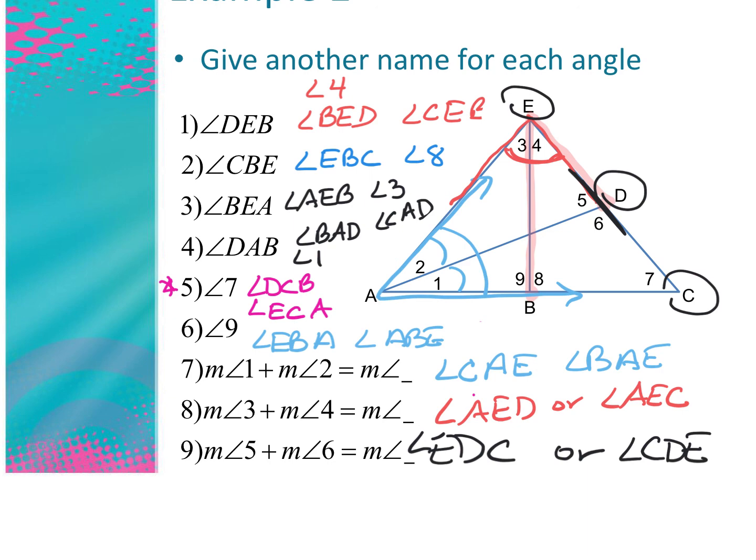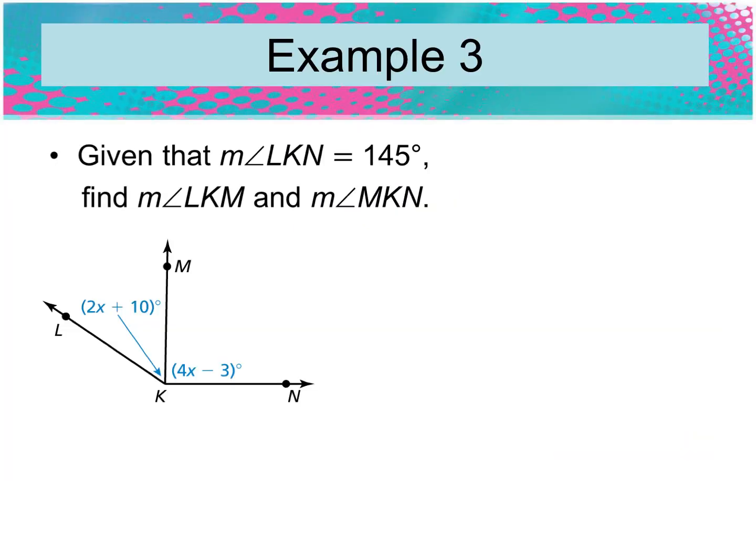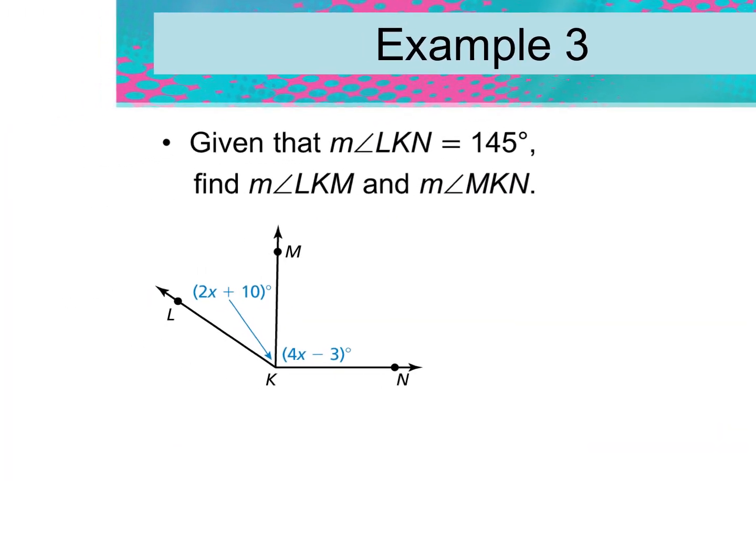All right, one more example. We're using our angle addition postulate here. We're given that angle LKN, so here's LKN. Here's the angle. And this whole thing measures 145 degrees. It wants me to find each one of these other angles individually. So it wants me to find the measure of LKM, which is right here, and MKN.